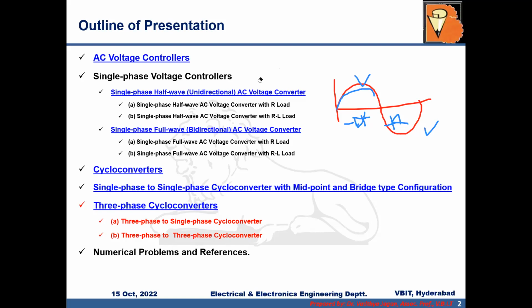So now, if I want to control both positive half cycle and negative half cycle, that is called bidirectional AC voltage controller. And it is also called single phase full wave AC voltage controller. So we'll see the operating principle for both R load and RL load. So let me move on to the bidirectional AC voltage controller equivalent circuit.